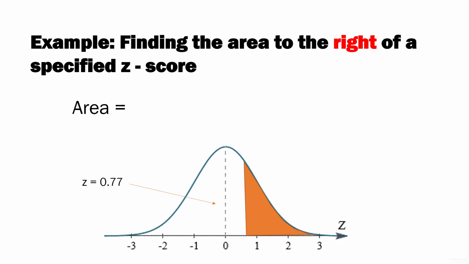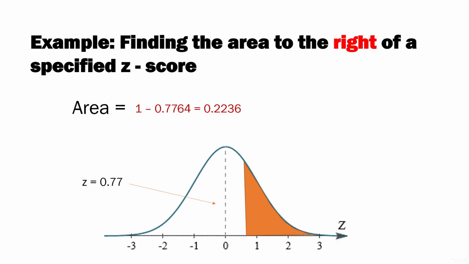When you're doing that, first go down the Z column to 0.7, then go across the row to the column that is labeled 0.07. What you'll reach then is 0.7764. So don't get confused that the Z score in this example and the area are the same. They're the same number, but they won't always be the same.